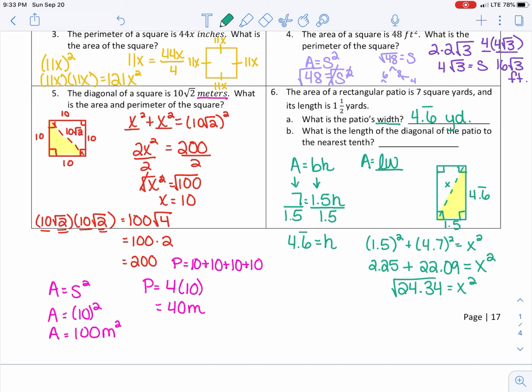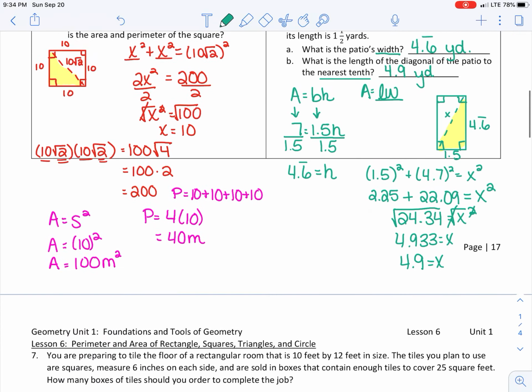And our last step would be having to take the square root on both sides. So if you take the square root of that 24.34, you get 4.933 is equal to x. And in the directions it says to the nearest tenth. So we're going to say 4.9 is going to be to the nearest tenth. So it's going to be 4.9 yards for our diagonal.